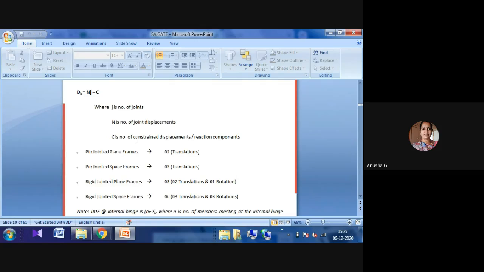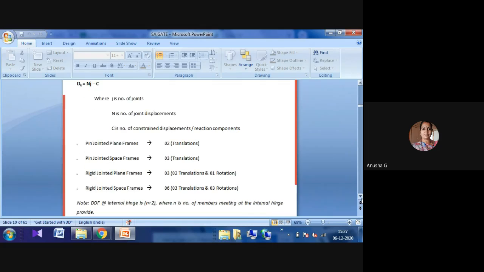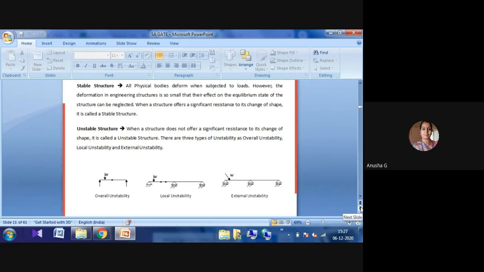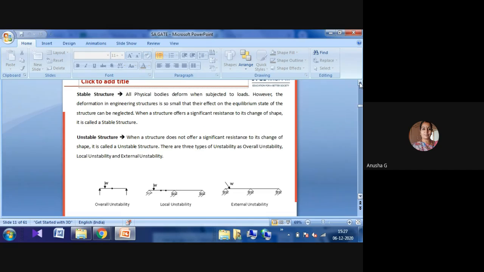The degree of freedom of an internal hinge is n plus 2, and the number of members meeting at the internal hinge also has to be observed in this condition to provide the hinges. Now we'll see what is meant by a stable structure and what is meant by an unstable structure. First of all, you have to know what is meant by structures. The next one is how the structures are classified.